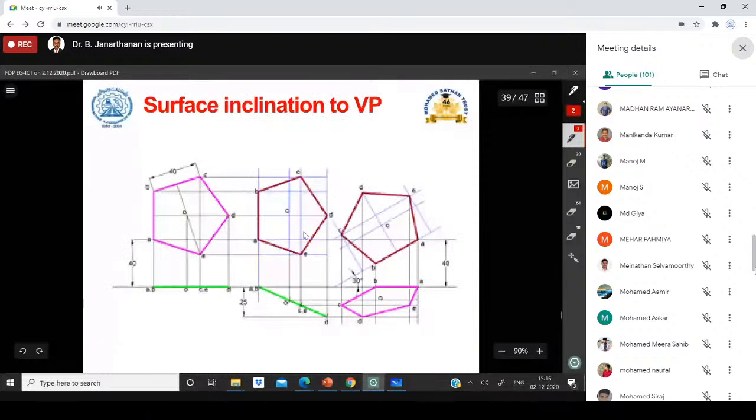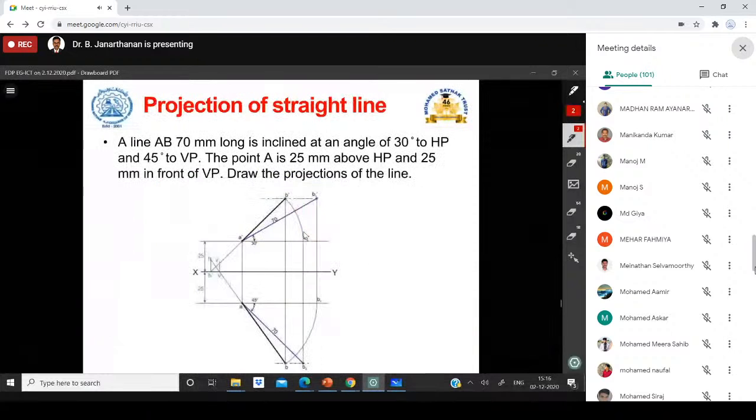Okay, before going into that, I would like to tell this about the straight line for the faculty members who have just started teaching. The straight line is very simple, even though the straight line is inclined to both the planes, to HP and VP. If you know the inclination to one plane thoroughly, then you can combine that to make the straight line inclined to both the planes. Suppose here it is inclined 30 degrees to HP and 45 degrees to VP.